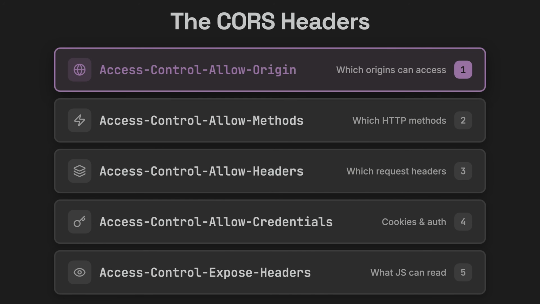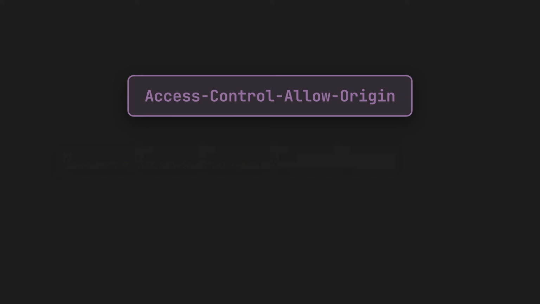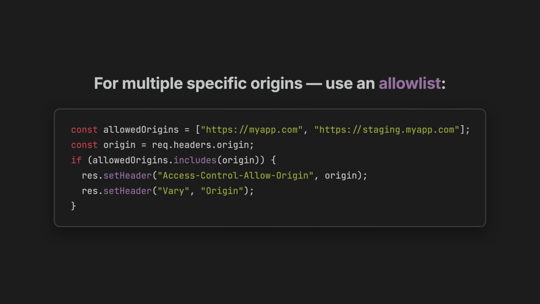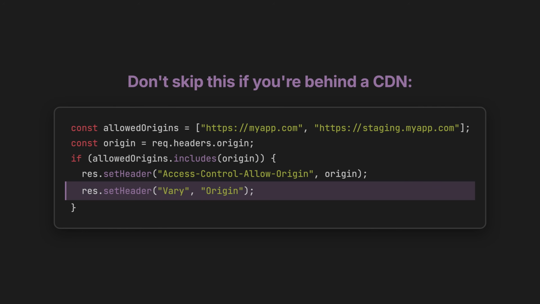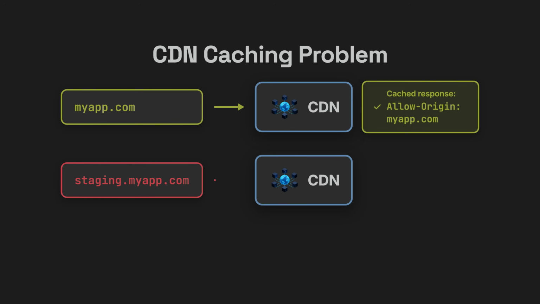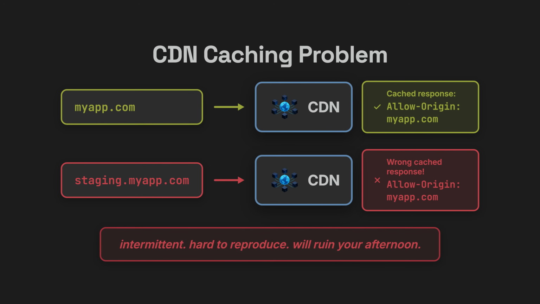It answers the browser's core question: is this origin allowed to see what came back? Wildcard means any origin, fine for a genuinely public API, not for anything involving user data or sessions. For multiple specific origins, production and staging for example, check the incoming origin header against an allow list and echo back the match. That Vary: Origin line, don't skip it if you're behind a CDN.